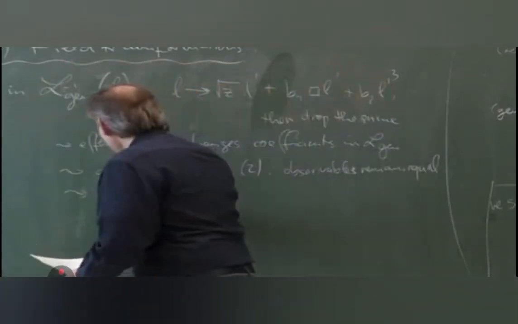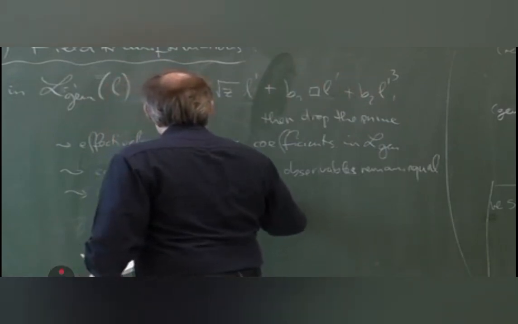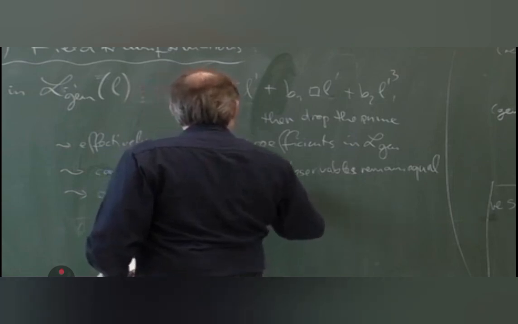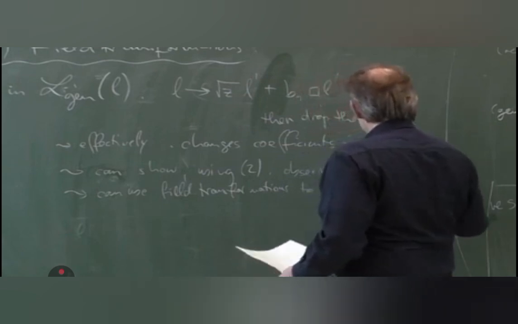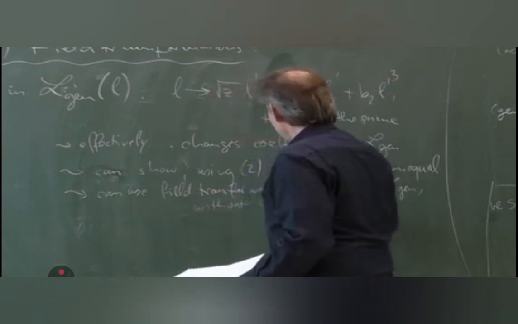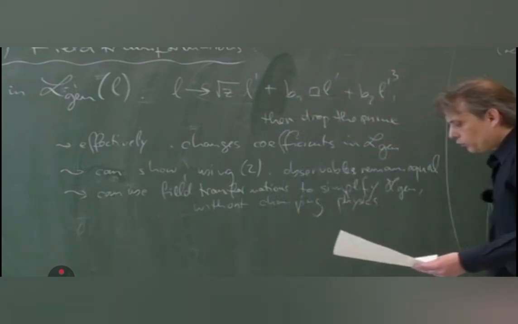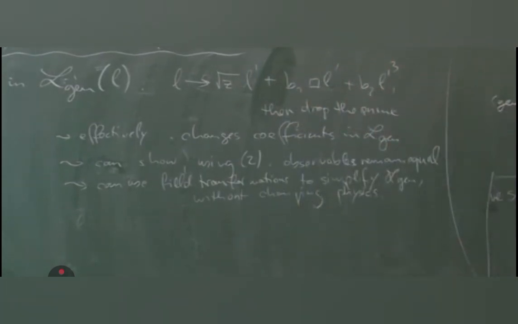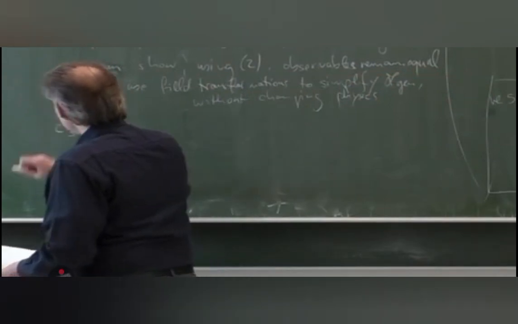Therefore, we can use the field transformation to simplify L general without changing physics. Okay, so once we know that the field transformations do not change physics, we can use them to simplify the Lagrangian. And one way we can do is we can apply field transformations.